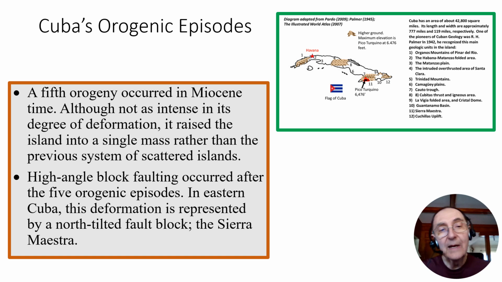But we're not finished. A fifth orogeny occurred in the Miocene epoch. Although it was not as intense in its degree of deformation as some of the ones before, it actually raised the island into a single landmass rather than the previous system of scattered islands. Following this, high-angle block faulting occurred. In eastern Cuba, this deformation is represented by a north-tilted fault block, the one that we call the Sierra Maestra.